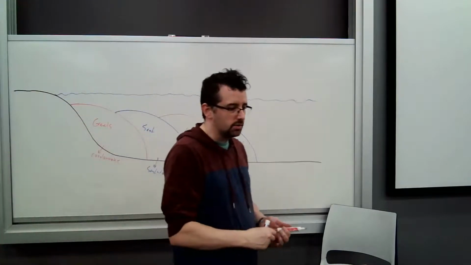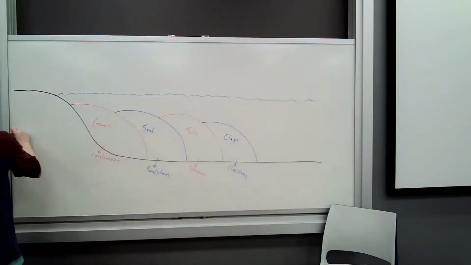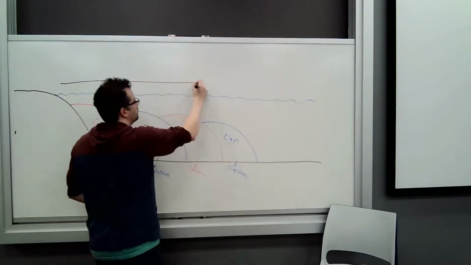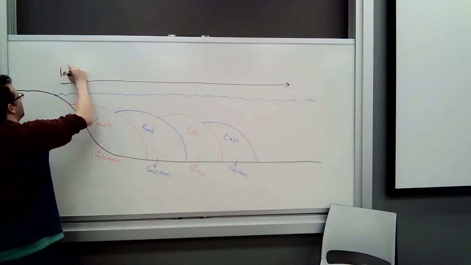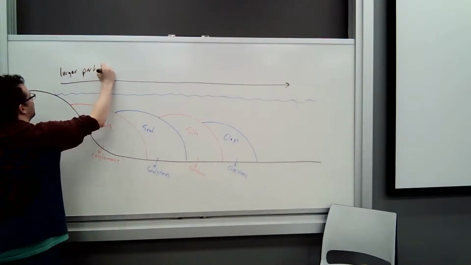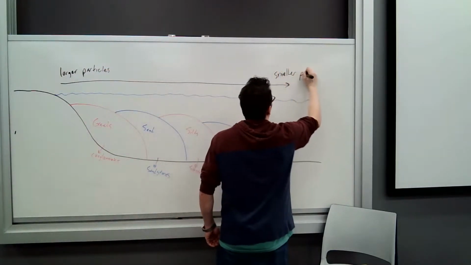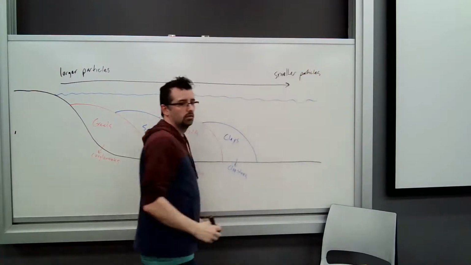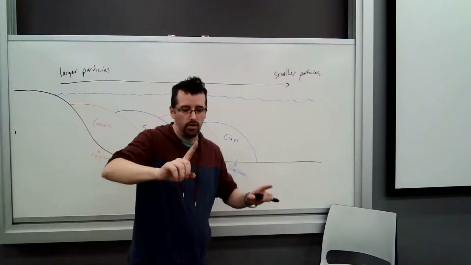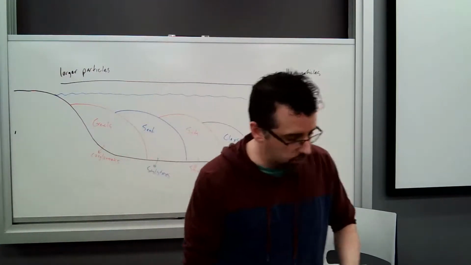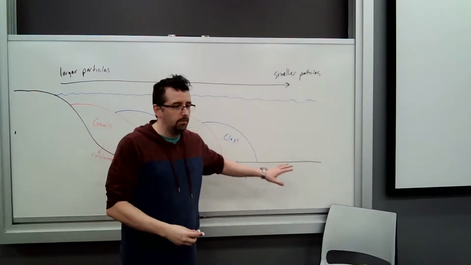Okay, so what does this model tell us? Well, we're going to draw one last thing here. Is this a good one? Yeah. So the farther out you go, larger particles to smaller particles. But wait, there's more. There's one last thing. And this was the question on the lab that I think gave people the most trouble.